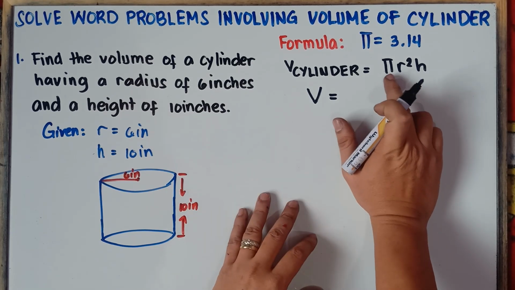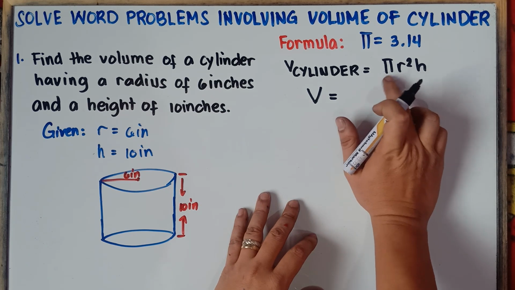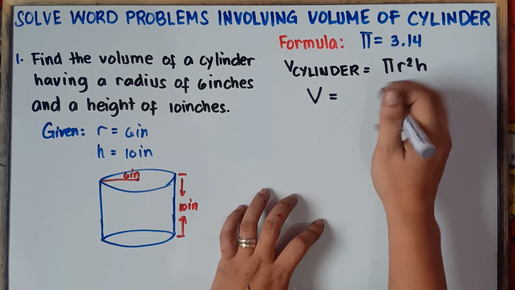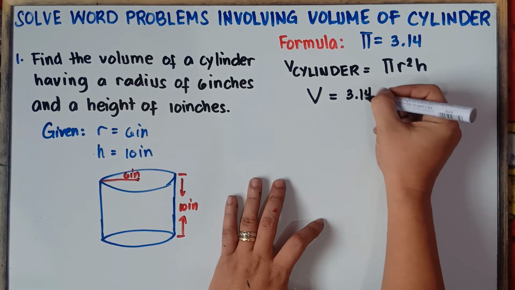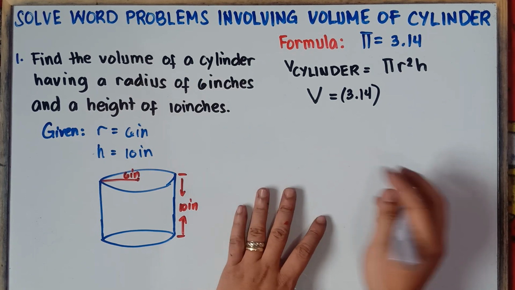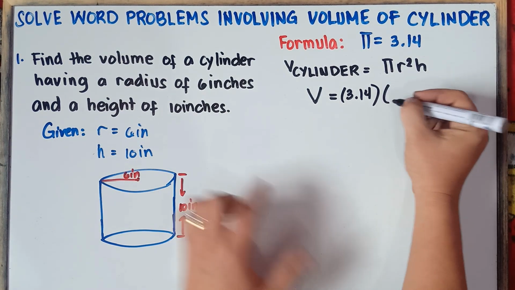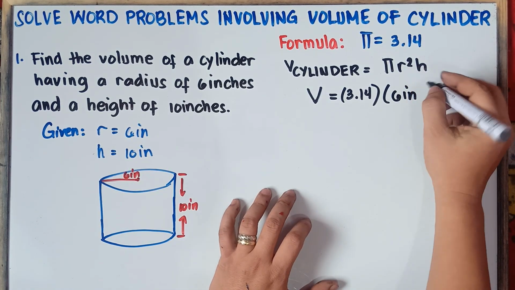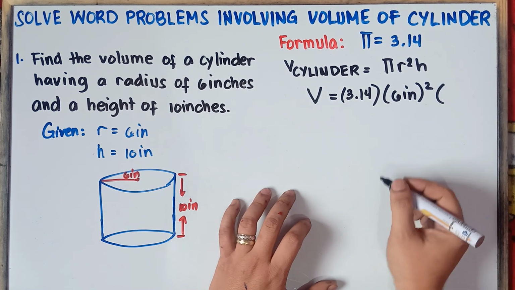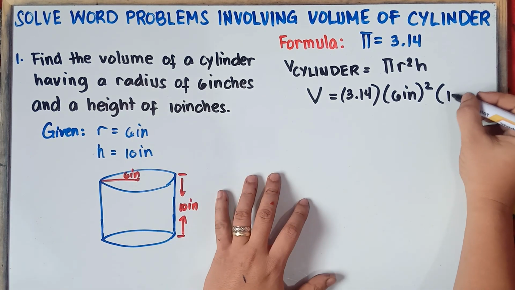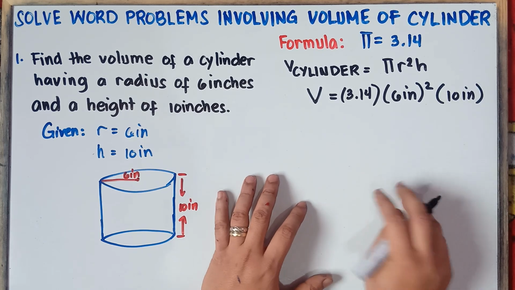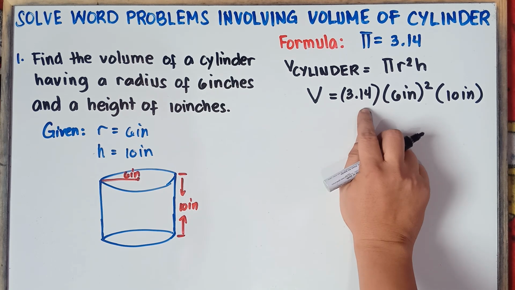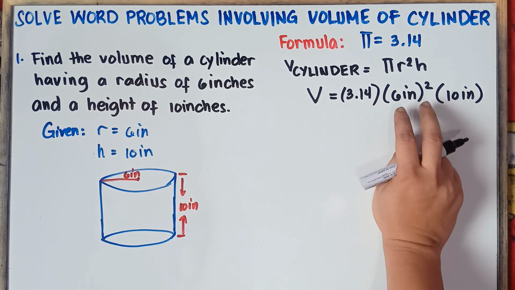Once again, class, if you have pi r squared, it means pi times r squared times height. So pi is 3.14, so 3.14 times our radius, which is 6 inches. So once again, radius is 6 inches, that's given. So 6 inches, then do not forget squared. And then times the height, which is 10 inches.